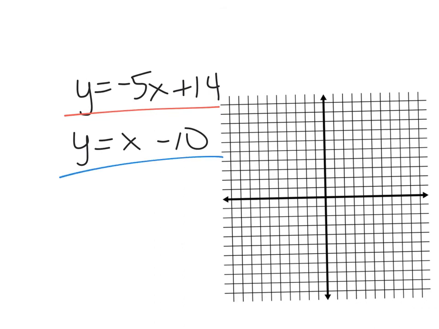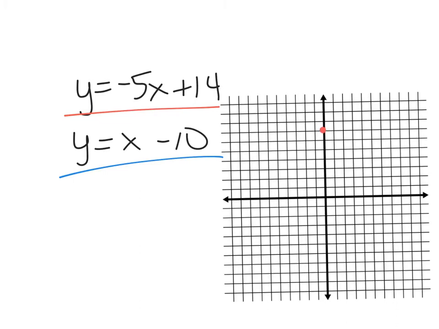Graphing my red line, what's my y-intercept? 14, oh my goodness. There's only 10. There's only 10. So let's go by 2s. 2, 4, 6, 8, 10, 12, 14.